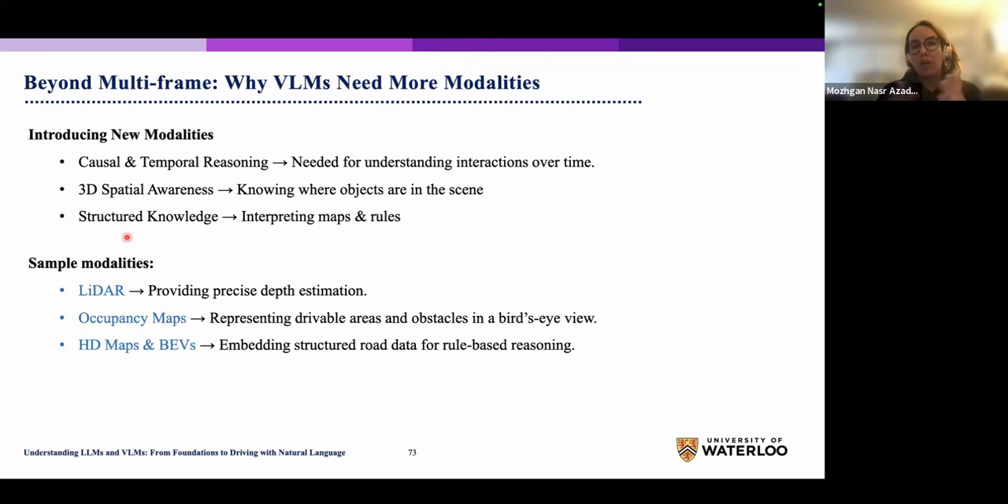So basically, the later works, or the latest works, try to add some modalities to the VLM for autonomous driving. And these modalities could be point clouds from LiDAR sensors, occupancy maps, HD maps and BEVs, and so on. So let's see 3 examples here.